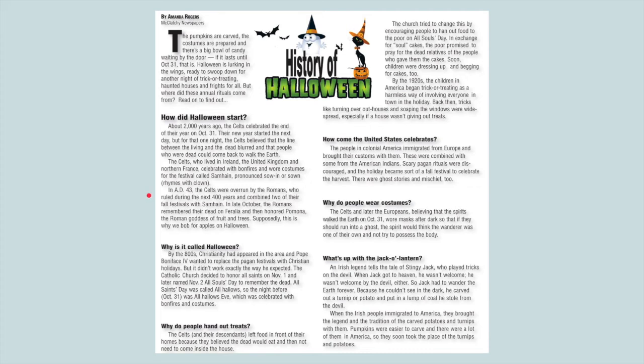In AD 43, the Celts were overrun by the Romans, who ruled during the next 400 years and combined two of their fall festivals with Samhain. In late October, the Romans remembered their dead on Feralia and then honored Pomona, the Roman goddess of fruit and trees. Supposedly, this is why we bob for apples on Halloween.